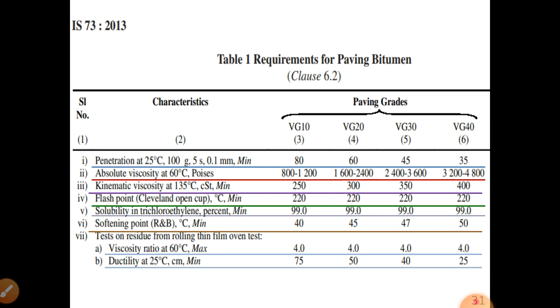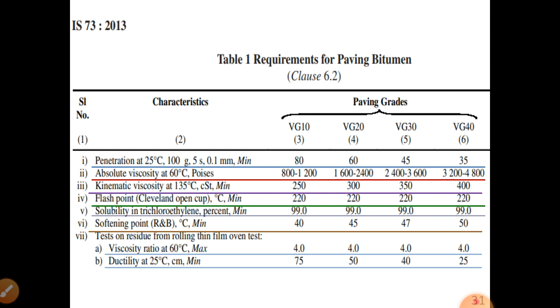Ductility measured at 25 degrees centigrade, in centimeters: minimum 75 centimeter ductility for VG10 grade, minimum 50 centimeter ductility for VG20 grade, minimum 40 centimeter ductility for VG30 grade, and minimum 25 centimeter ductility for VG40 grade.